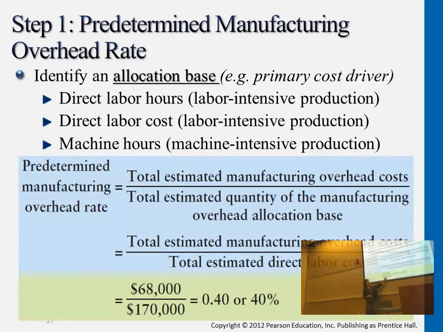Here's an example. Let's say the total estimated manufacturing overhead cost, again, this is an estimation, not the actual cost, $68,000. And let's say the management level decides to use direct labor cost as a base. The labor cost incurred for this job is $170,000. So what does this 40% mean? It means per dollar of direct labor cost incurred, there are 0.40 cents incurred for indirect cost.